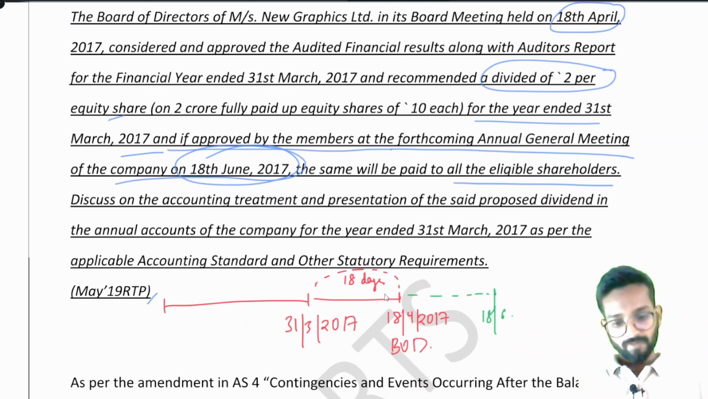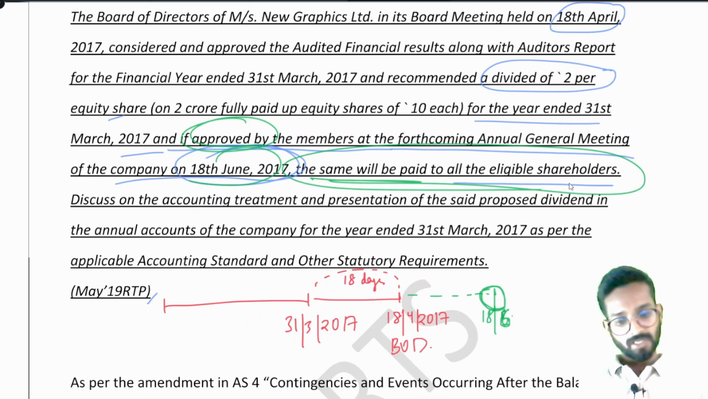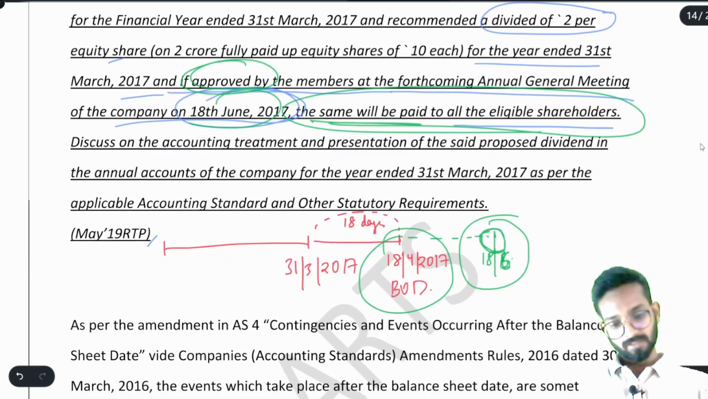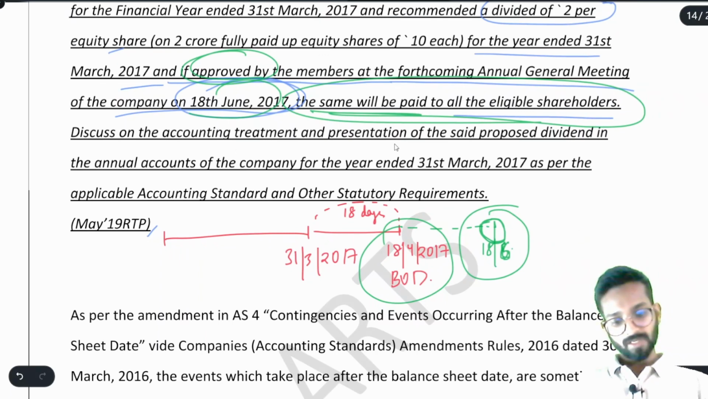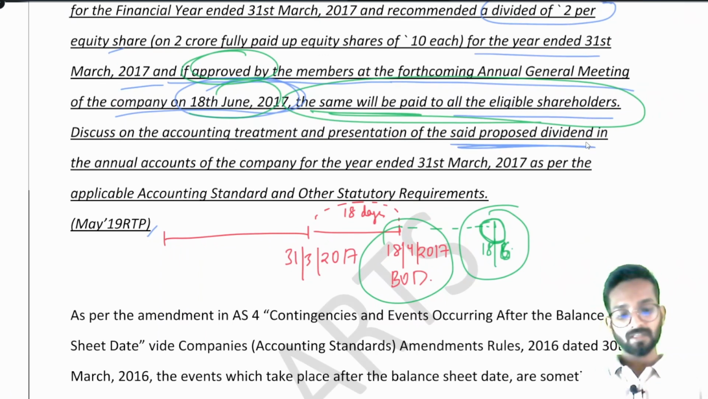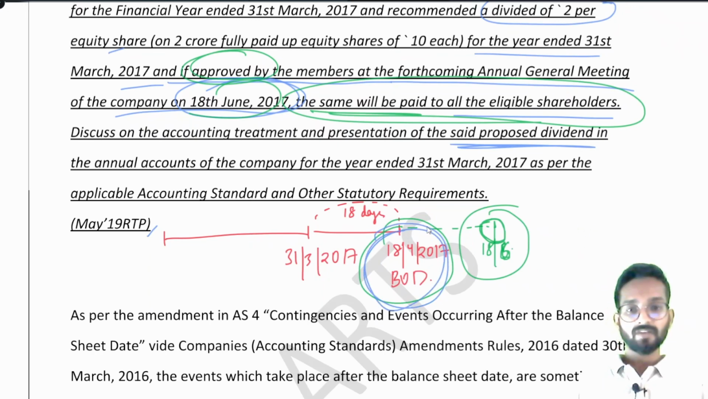Okay. Now when they have proposed the dividend, if the same dividend is approved by the shareholders on 18th June, then you can say the dividend will be provided. If approved by the members of the company, the same will be paid to all the eligible shareholders. So see, board of directors proposed, you can say they recommended giving dividend. Now it depends on the shareholders. Now they are saying discuss the accounting treatment and presentation of proposed dividend. They are saying we have proposed dividend on 18th April. Now is this an adjusting event or non-adjusting event?